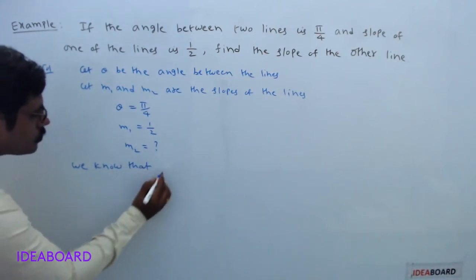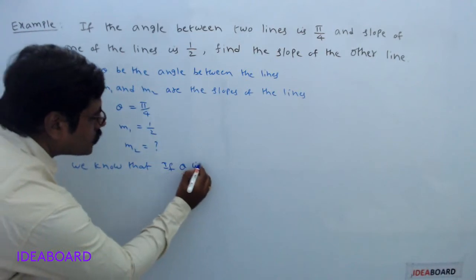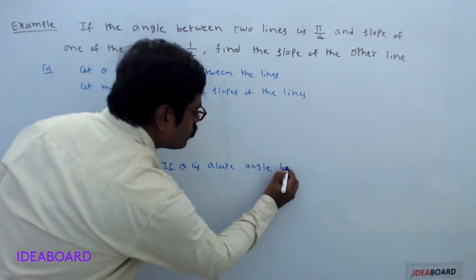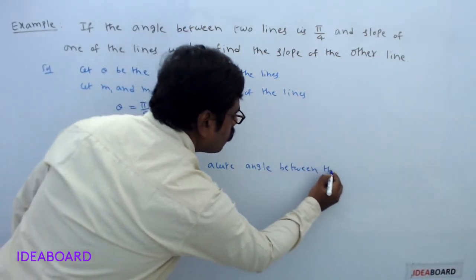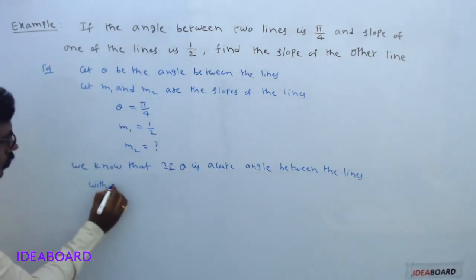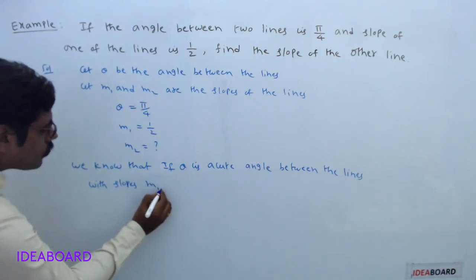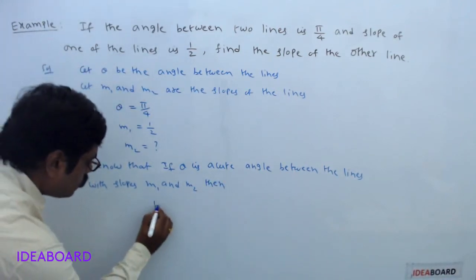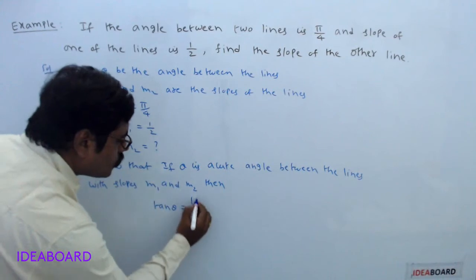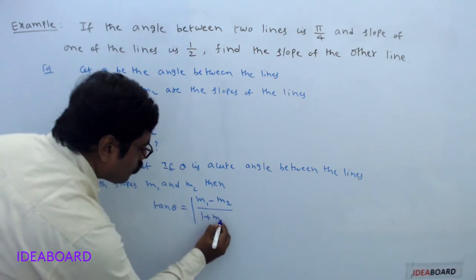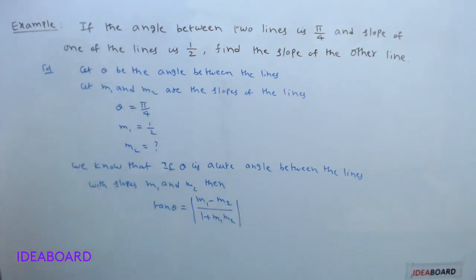We know that if theta is the acute angle between the lines with slopes m1 and m2, then tan theta equals modulus of m1 minus m2 divided by 1 plus m1 m2. Now substitute the corresponding values in this formula.